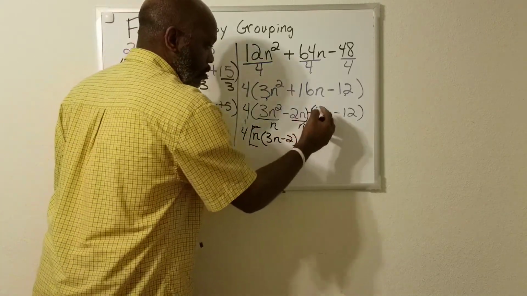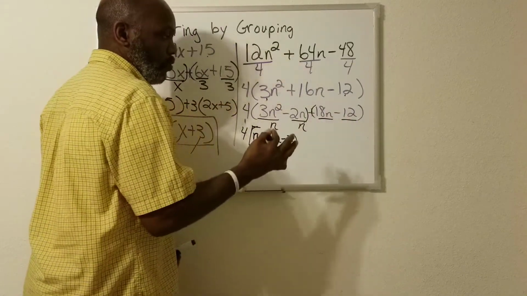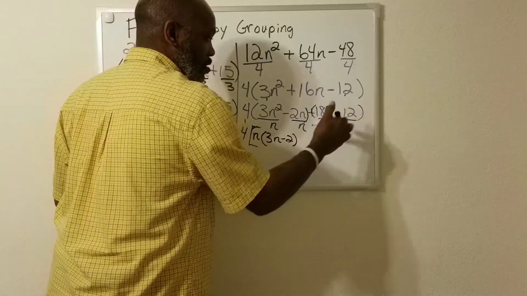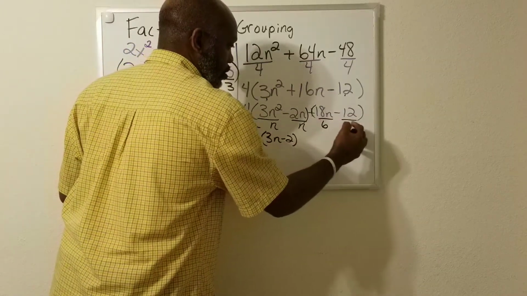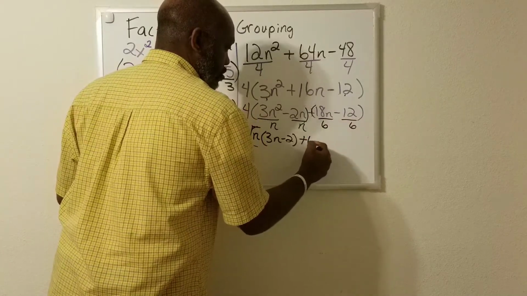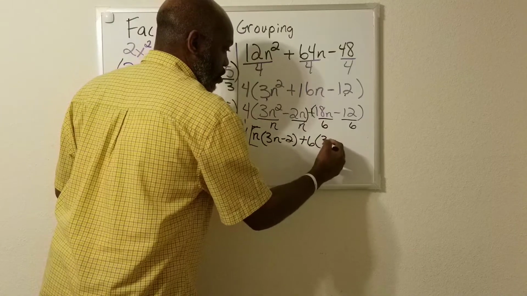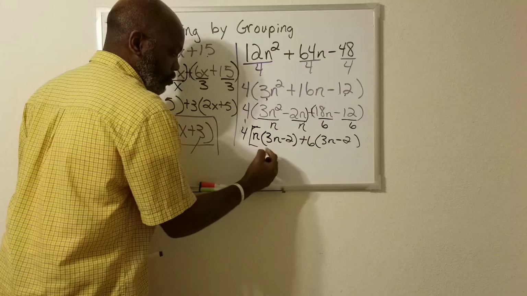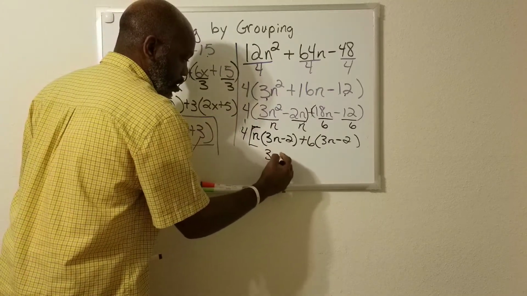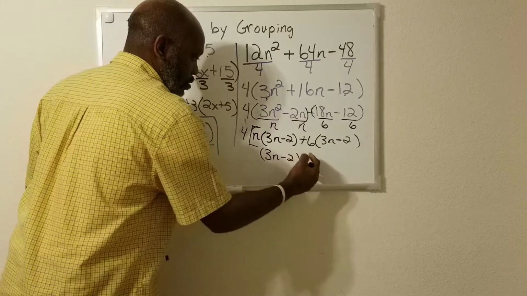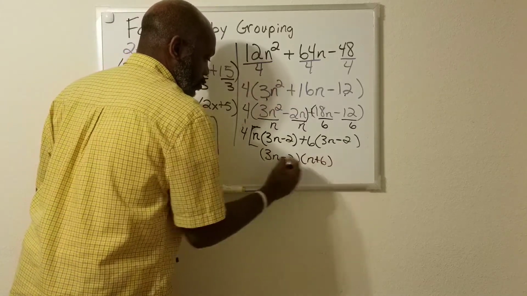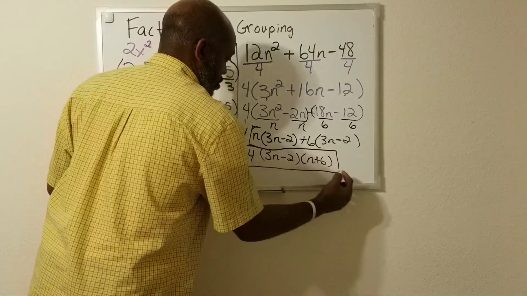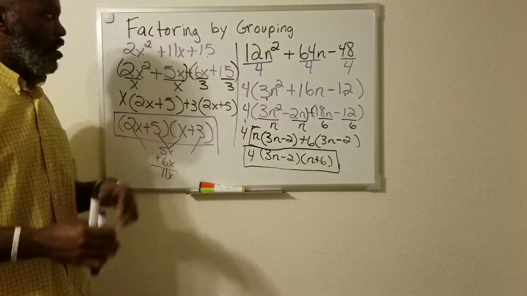Then I am going to factor out the greatest common factor here. Can we do 4? No. What about 6? Yes, both can factor out a greatest common factor of 6. That's a positive 6, so we're left with 3n minus 2. And the greatest common factor is 3n minus 2 times n plus 6. And can't forget about the 4. All right, so that's factoring by grouping.